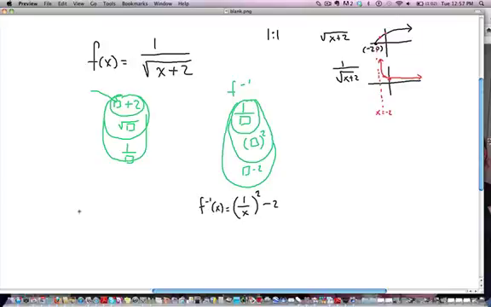What if x was, say, equal to 3? Then f of x is going to be 1 over the square root of 5. And if we walk over here and we take that as now the input for the inverse, then we'll end up with the reciprocal of 1 over root 5, which is root 5. Squared is 5, minus 2 is equal to 3.